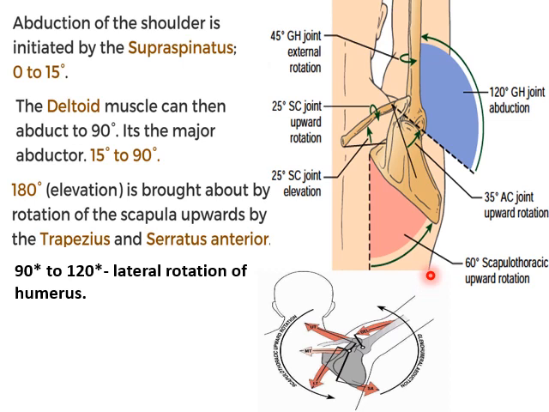So this is again the same abduction, again 0 to 15 degrees. It is initiated by the supraspinatus, which is taken over by deltoid till about 90 degrees, and the major abductor is between 15 to 90 degrees. The overhead elevation, that is to 180 degrees, is brought about by the rotation of scapula contributed by upper and lower fibers of trapezius and the lower 5 digitations of serratus anterior. So these are the prime movers, and this is how the rotation is contributed by the upper and lower fibers of the trapezius and the serratus anterior. All this contributes together as scapulohumeral rhythm.